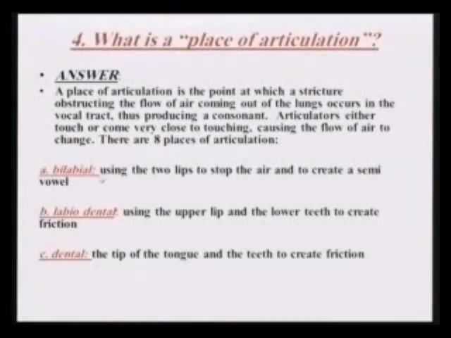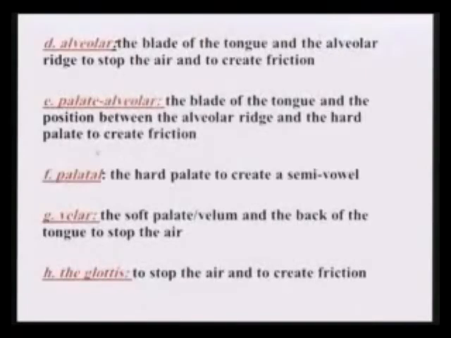Bilabial, labiodental, dental, tip of the tongue. شوفنا الصورة احنا. Alveolar, palatoalveolar, this is supposed to be an O, a misprint. Palatal, velar, and the glottis. These are the places where the place of articulation occurs, where the stricture occurs.